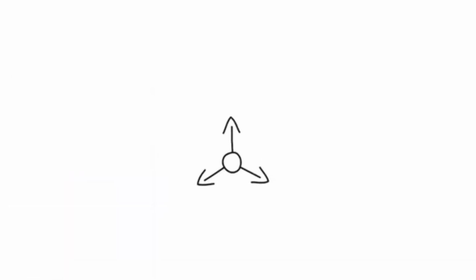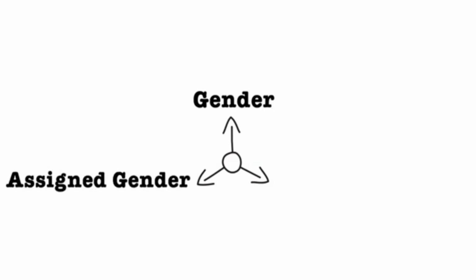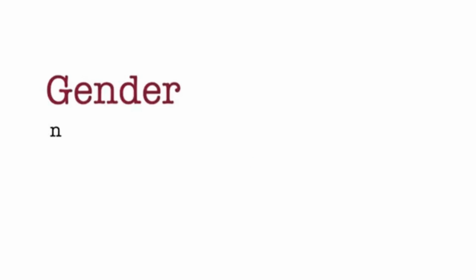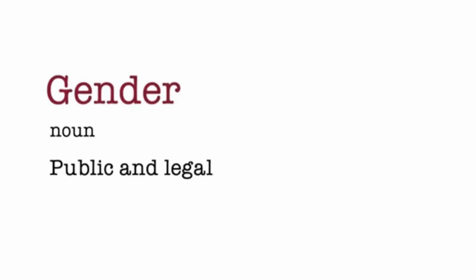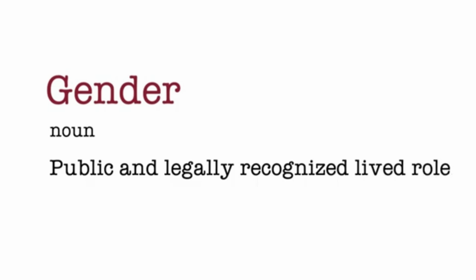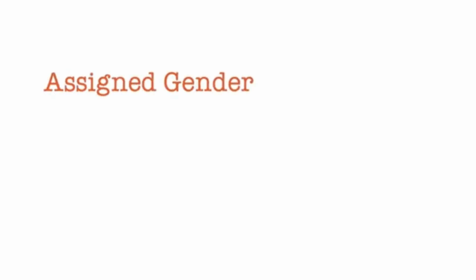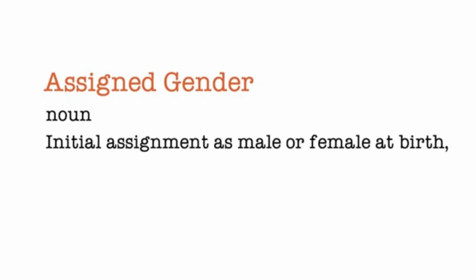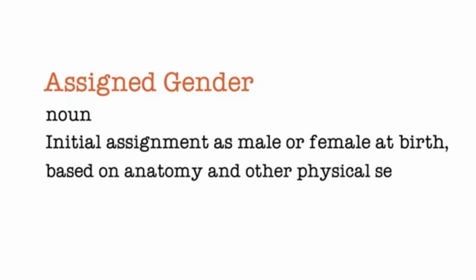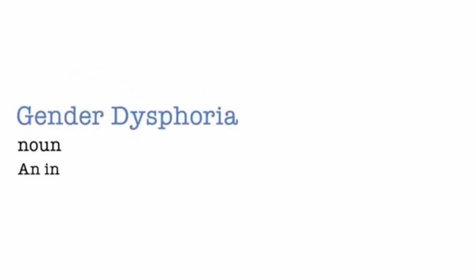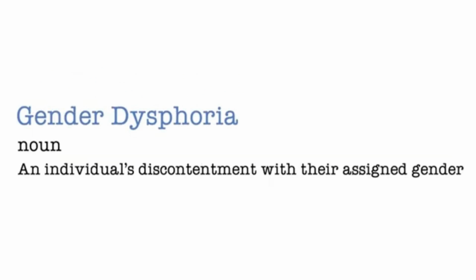First, let's clarify what the terms gender, assigned gender, and gender dysphoria are. Gender denotes the public and usually legally recognized lived role. Biological factors combined with social and psychological factors contribute to gender development. Assigned gender refers to a person's initial assignment as male or female at birth. It is based on anatomy and other visible physical sex characteristics. Gender dysphoria is a term which refers to an individual's discontentment with their assigned gender.